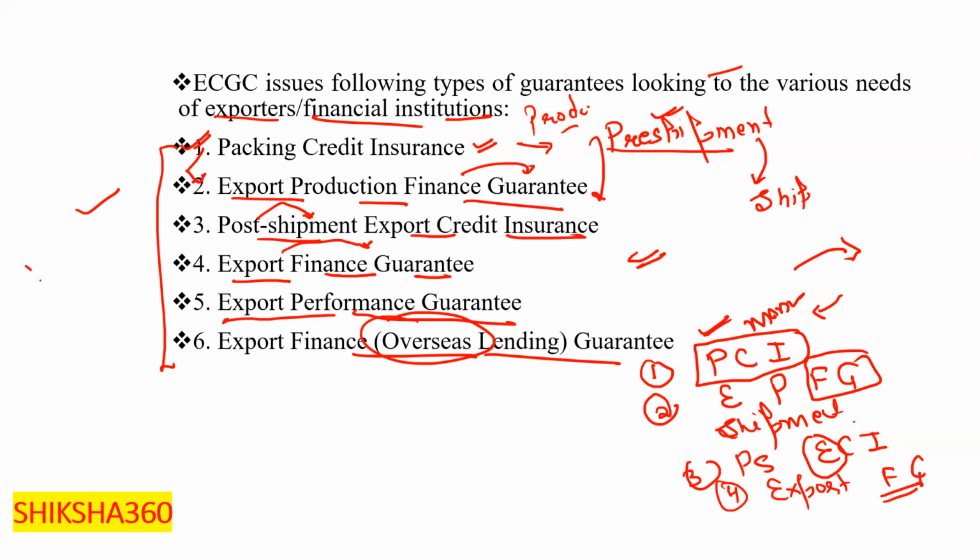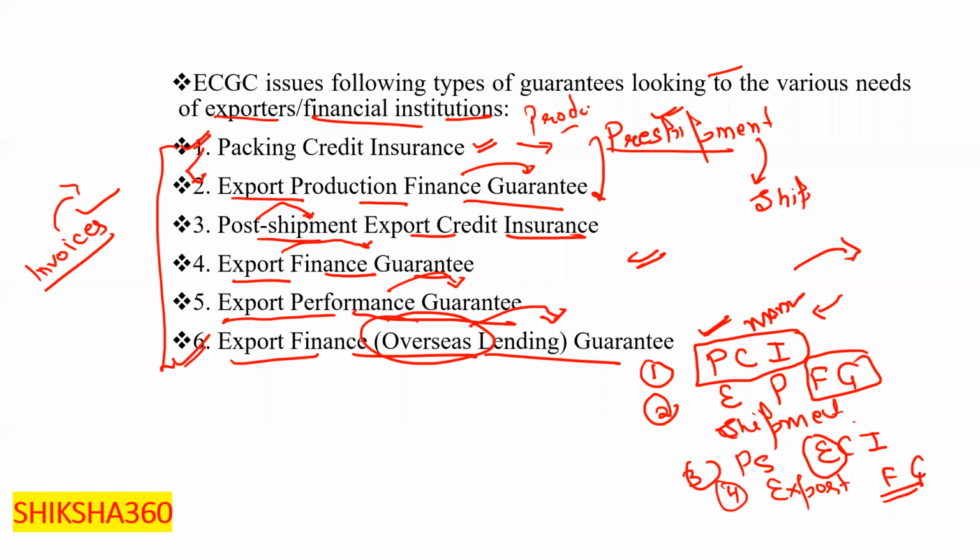Now invoices are also generated. How the invoices are performed, whether in a good way, that is, whether we are getting the payment on time or not. On the basis of that, they will provide one more guarantee, that is the export performance guarantee. And last one is the export finance overseas lending guarantee.